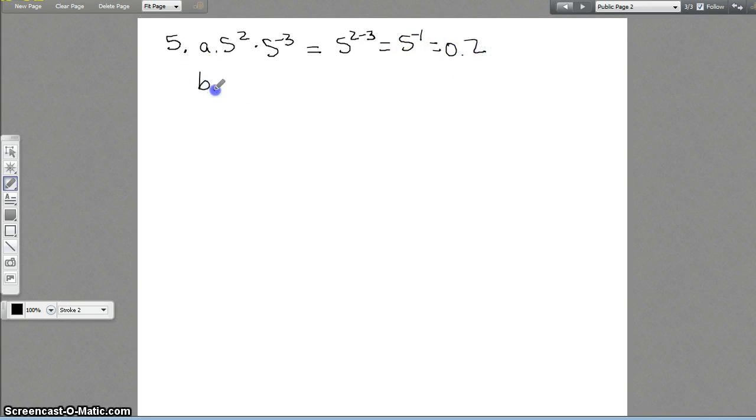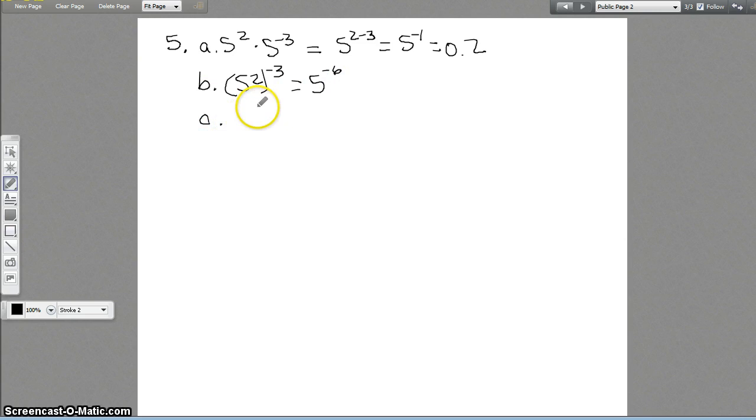For part B, we have 5 squared to the negative 3. We are raising a power to a power. That means we multiply our exponents. So this is going to be 5 to the negative 6, because 2 times negative 3 is negative 6. And 5 to the negative 6 is 0.00032, which is what we would write down as our final answer.